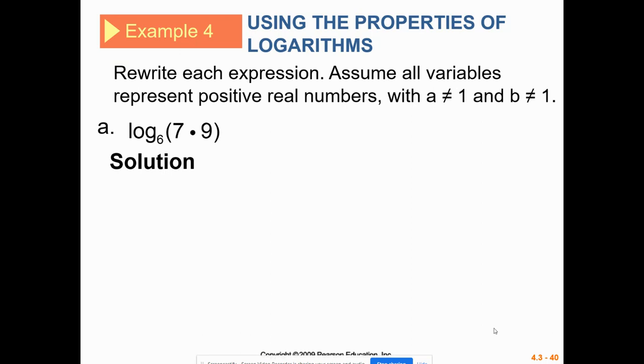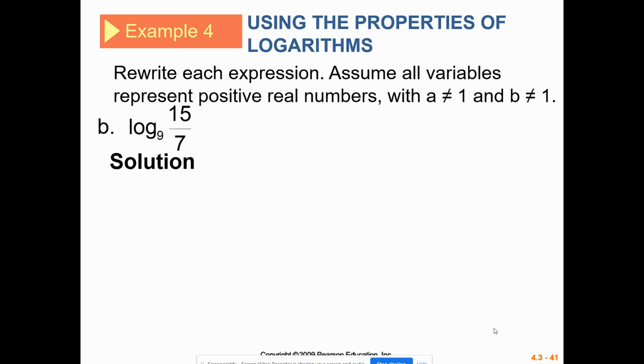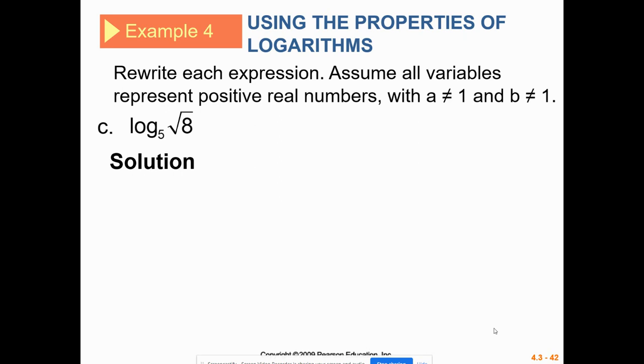So we can take the log base 6 of 7 times 9 and rewrite that using the product property: the log base 6 of 7 plus the log base 6 of 9. The log base 9 of 15 divided by 7 can be rewritten as a difference: the log base 9 of 15 minus the log base 9 of 7.